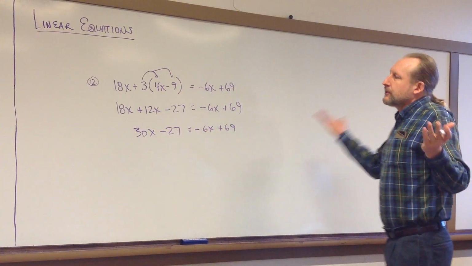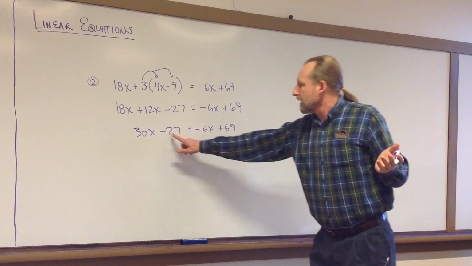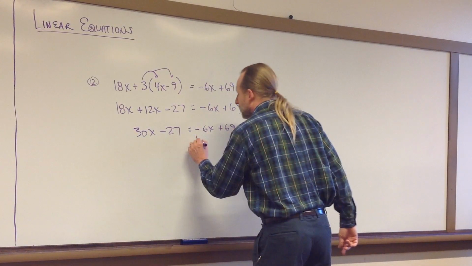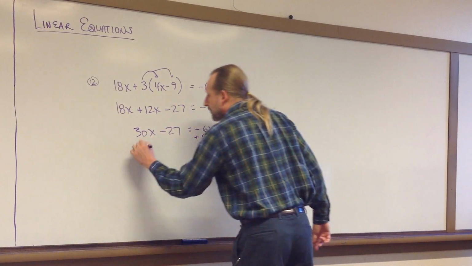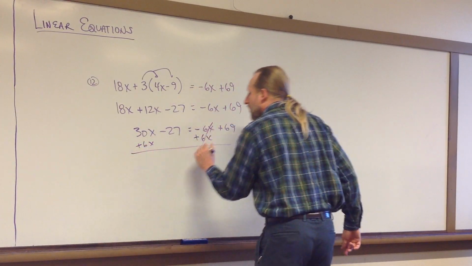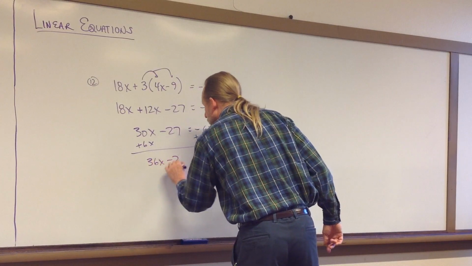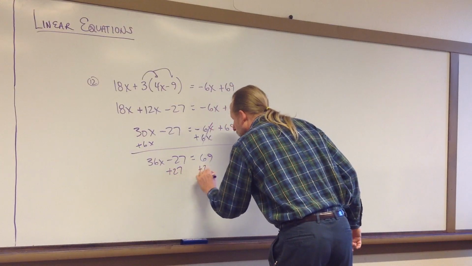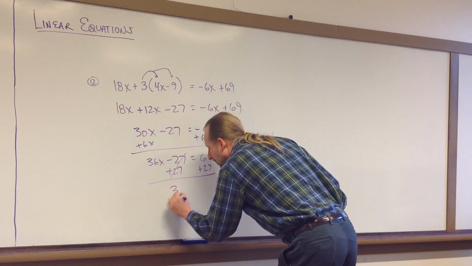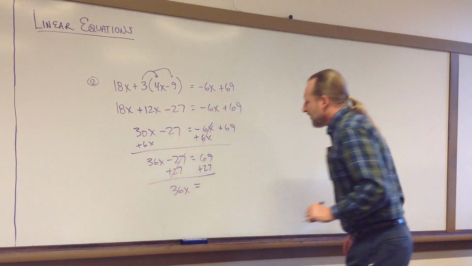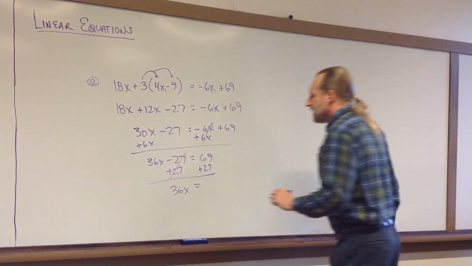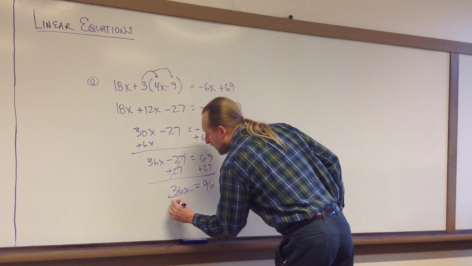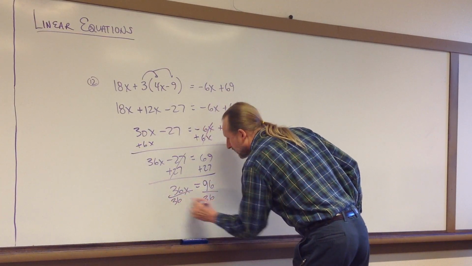Now what? Now you get to choose what you want to do. I'm going to bring that negative 6x over to be with the 30x, like that. So this will be 36x minus 27 equals 69. And then I'll add the 27 to both sides. And then what's that going to be? It looks like 96. And so then we just have to divide on both sides by 36.